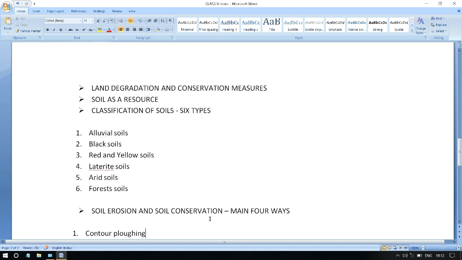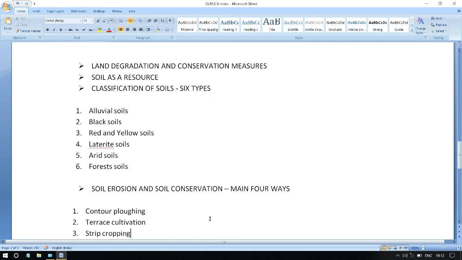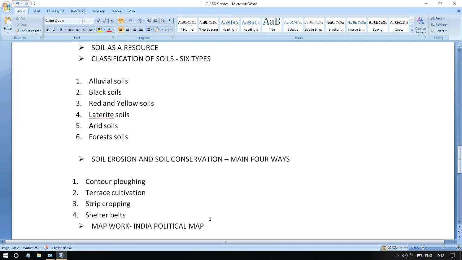Now see our next heading of this chapter, that is soil erosion and soil conservation. We are going to do it by the main 4 ways mentioned in the chapter. But otherwise, we also have some easy methods, just like afforestation, so that we are not going to cut the trees, and we are going to plant more trees. Some options are given, but the main 4 topics, 4 headings, we have to understand, so we can easily understand the others.